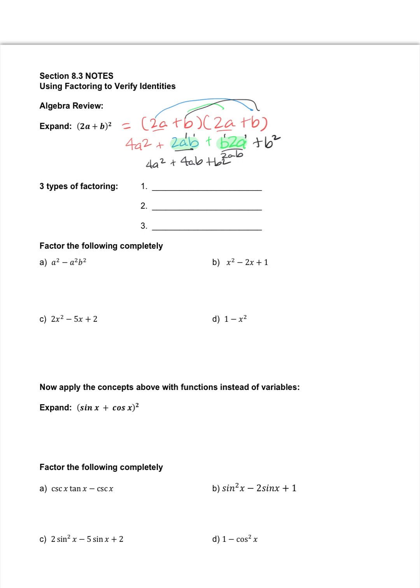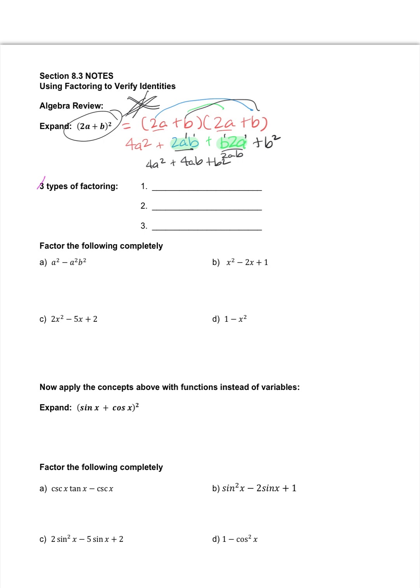Okay, make sure that you are paying attention to this one. This is not the same as 4a squared plus b squared. Okay, that is not true. You're not just squaring everything. You're multiplying two binomials.